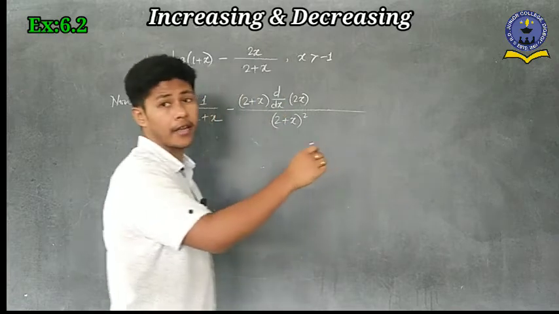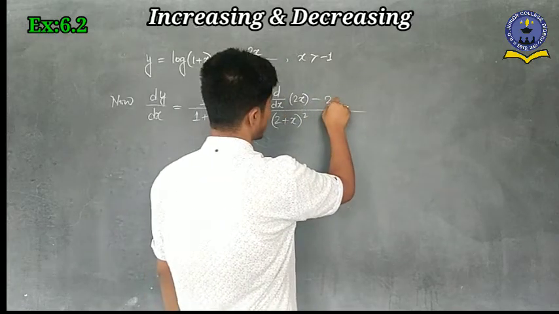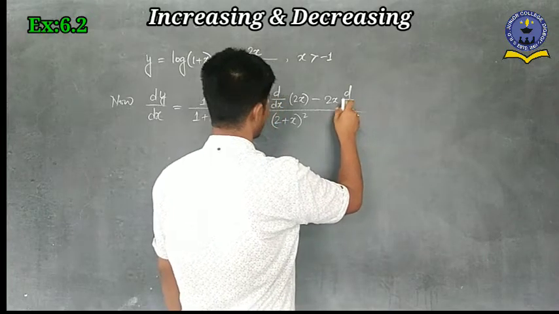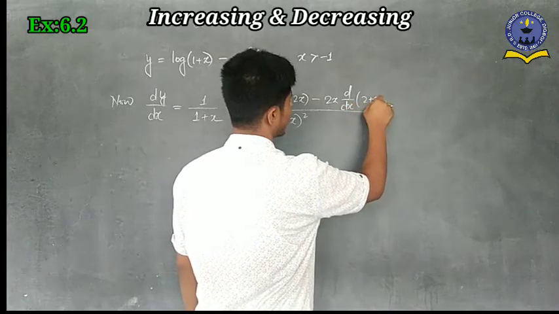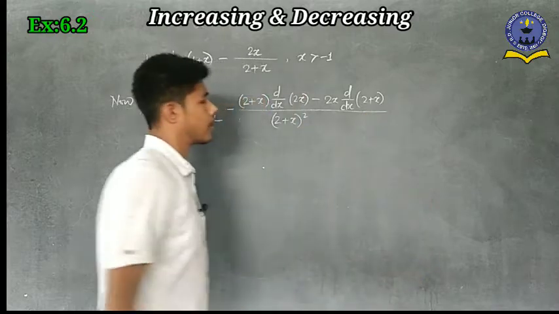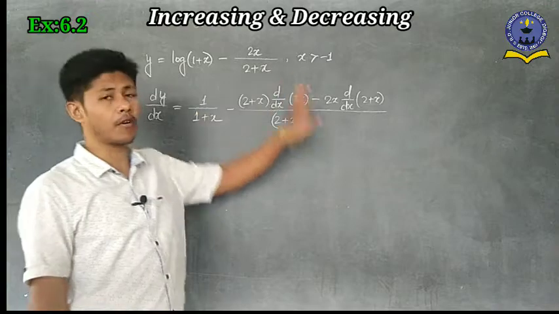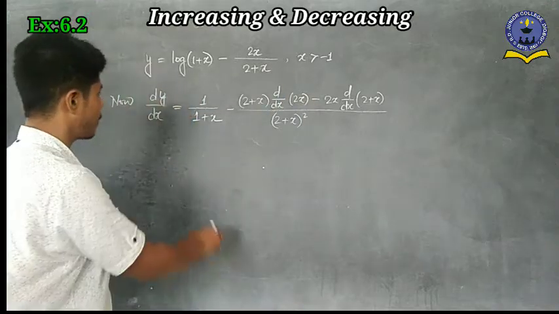Is it clear? Then next, minus the numerator 2x is kept, and then we write d/dx of the denominator, and the denominator is 2 plus x. So we differentiate in this way. d/dx of log x is 1 by x, and this other term is of the form u by v, so we apply the u by v formula.